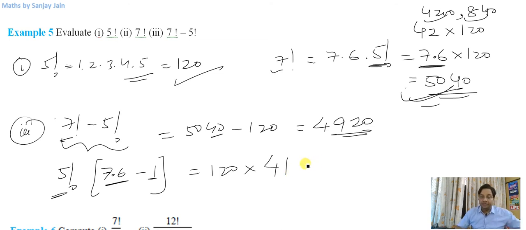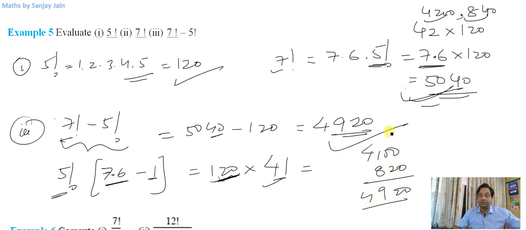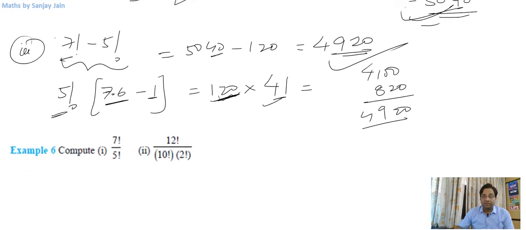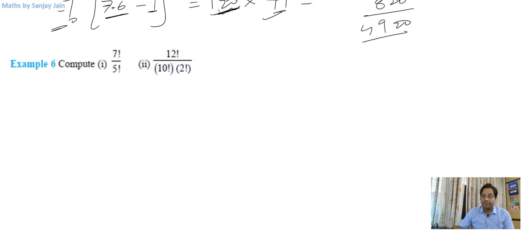Right? And what will be this? If 100, if I multiply with 41, it would have given me 4100. 20, if I multiply with 41, it will give me 820. So if I add these, I'll have 4920, which is my answer. I hope whatever I have spoken you have understood in the right spirit.